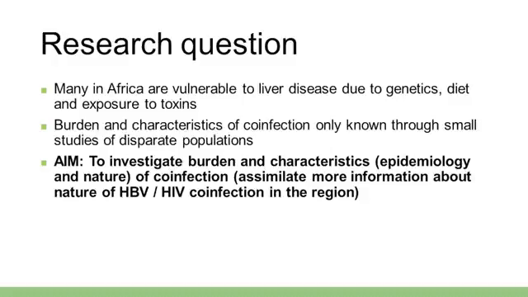Now, there have been some articles in the literature, but the burden and characteristics of this co-infection, HIV and hepatitis B, is only known through small studies of disparate populations. So really the aim of this piece of research was to investigate the burden and the characteristics of the co-infection. So it's really epidemiology and nature. And from the paper itself, they state they aim to assimilate more information about the nature of hepatitis B virus, HIV co-infection in this region. So that was really their research question.